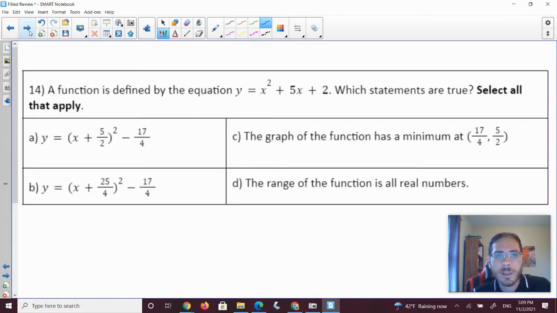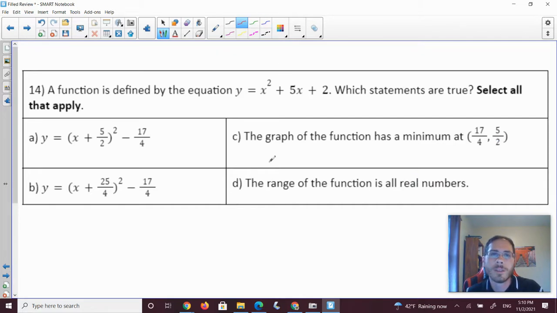14, we've got this function, which statements are true, select all that apply. All right, so looks like we've got our equation in vertex form, so we're going to have to do that. Graph of the function is a minimum at this point, 17/4, 5/2. So again, it looks like I'm trying to get the vertex, because this will be the y-coordinate of the vertex. Range of the function is all real numbers.